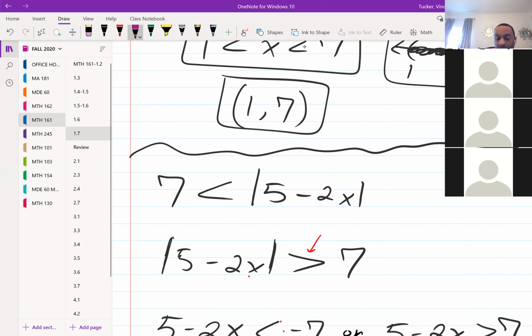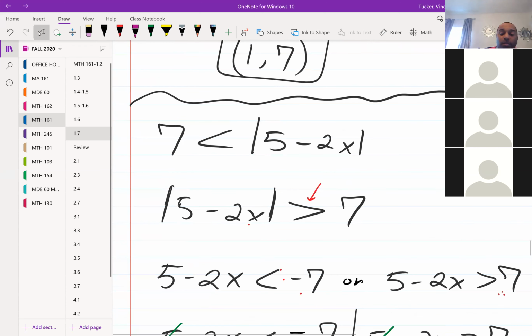So this means we actually have the greater than symbol. And as you go back and look at your greater than symbol setup, you would have 5 minus 2x is less than negative 7, and 5 minus 2x is greater than 7.